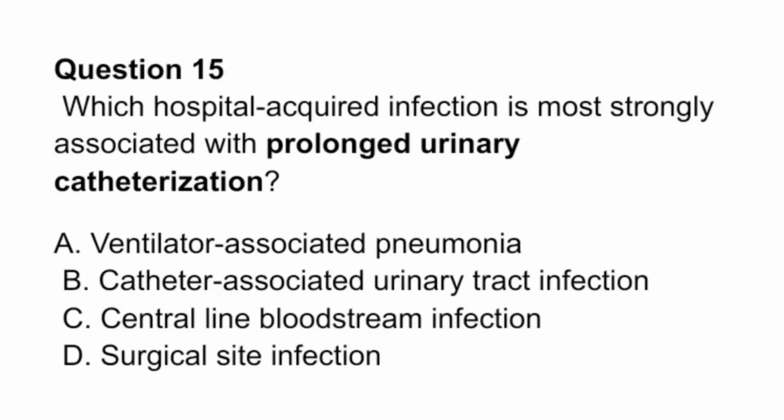Question 15. Which hospital-acquired infection is most strongly associated with prolonged urinary catheterization? A. Ventilator-associated pneumonia. B. Catheter-associated urinary tract infection. C. Central line bloodstream infection.